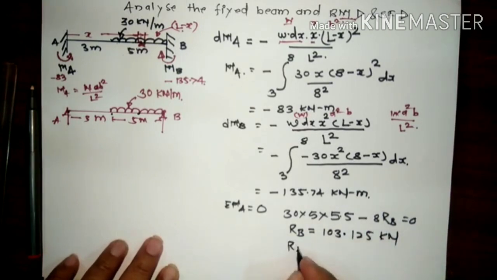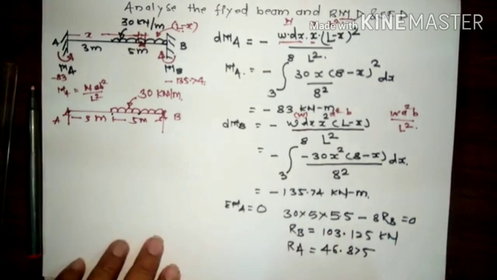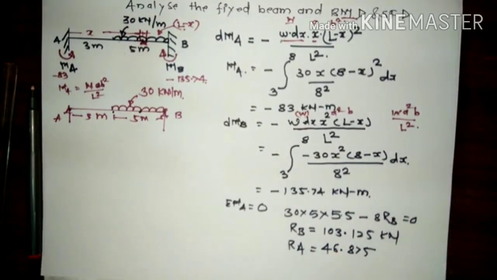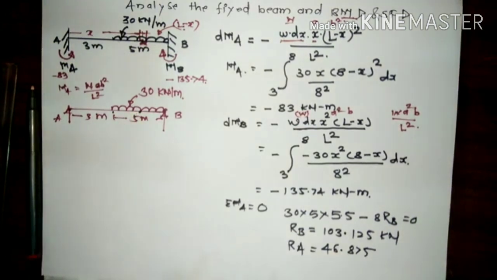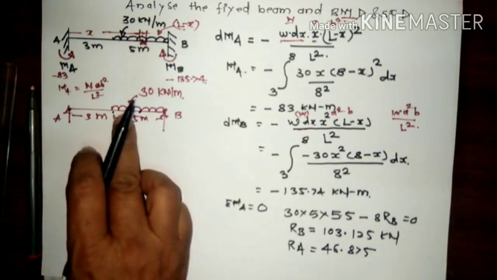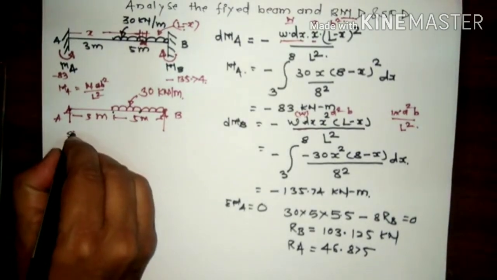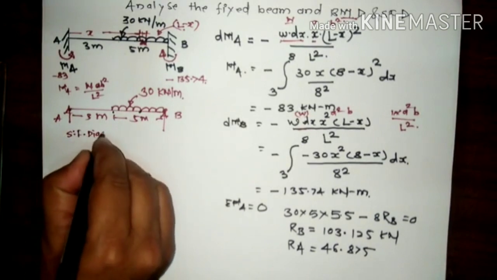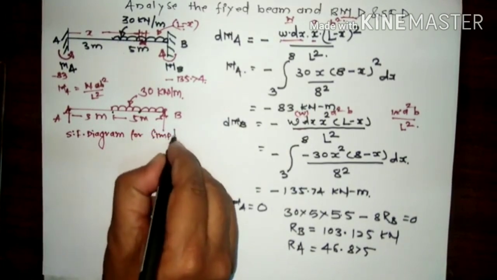and this RA becomes 46.875 by applying the sigma Fy condition here. So we got this value of RA. Now we know that this is the UDL, it means the shear force will cross zero somewhere. So again, first draw the shear force diagram for the simply supported beam.